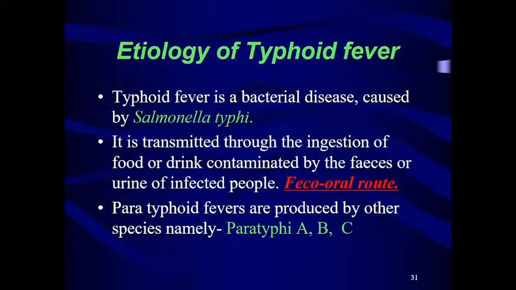Typhoid fever is a bacterial disease caused by Salmonella typhi. It is transmitted through the ingestion of food and drink contaminated by the feces or urine of infected people, fecal-oral route, basically, just like amoebiasis. Paratyphoid fevers are produced by other species, paratyphi A, B, C.